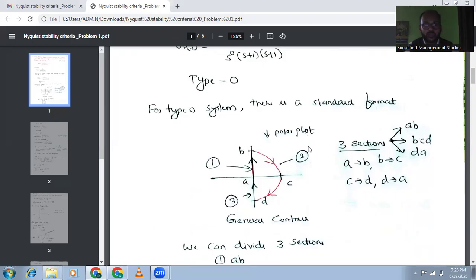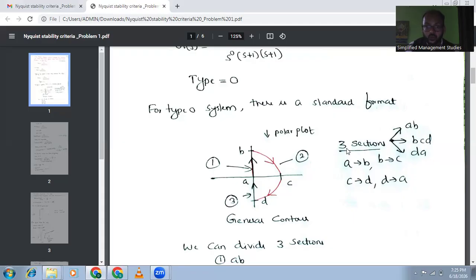So as soon as you write the question, I found that the type number is equal to 0. For type number 0, the structure of the polar plot is given. You mark A, then B, C, D. So you have to mark the path. In this context, there are three paths available. The entire polar plot is segmented into three sections or three parts.